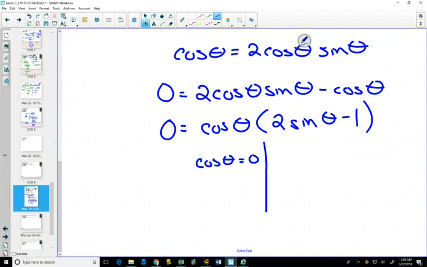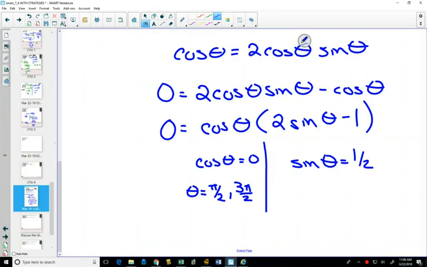And if the second factor is equal to 0, then sine theta is equal to half. And in those mini equations, our trig functions are separate. And so solving for cos theta equals 0, when on our pi plate is cos theta equal to 0, our x coordinate? That happens at pi over 2 and 3 pi over 2.